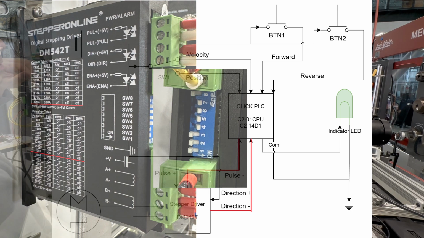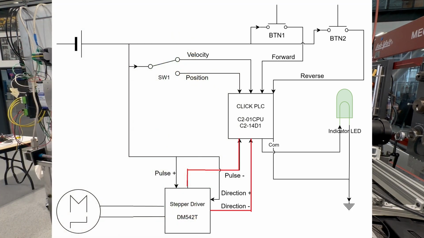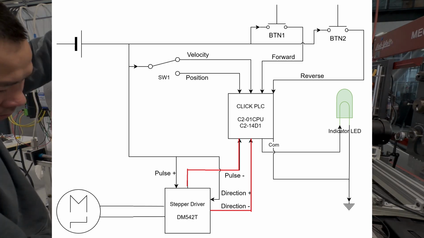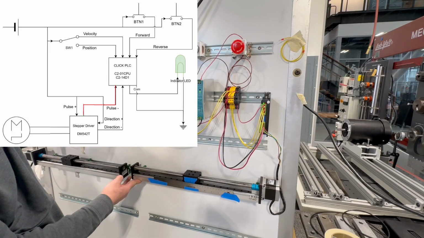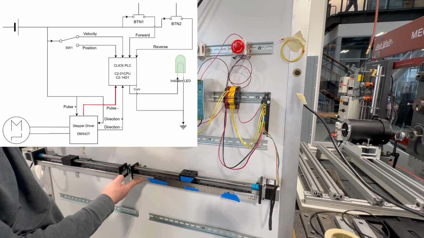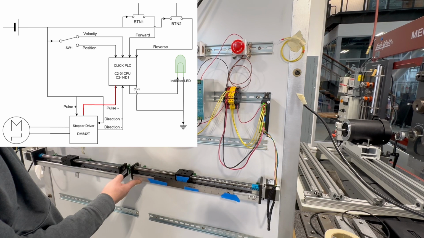Let's get back to the schematic. There are 2 signal wires connecting the PLC to the driver: the pulse and direction signals. Every time the pulse is high, the motor will move 1 click. Depending on the pulses per revolution setting, the motor will rotate a certain angle. The speed of the motor also depends on how fast the PLC sends pulses to the driver, in pulses per second.